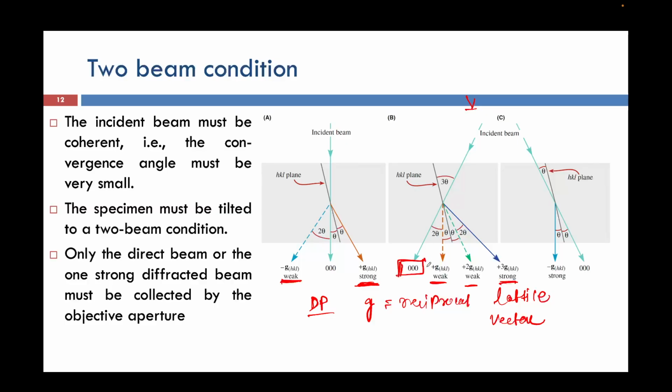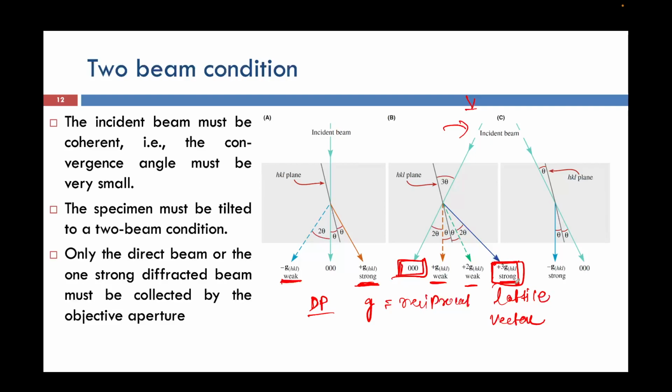With this 0 0 0, let's say I want to go to a specific plane, or I want to get a strong reflection from a specific plane. So then what I will do, let's say if I am rotating my beam in this direction, I'll be getting 2 strong reflections, and this is the diffraction condition, which will give me the 2 beam condition.